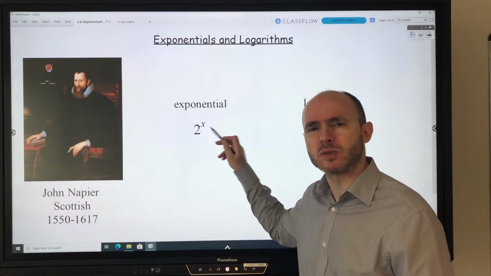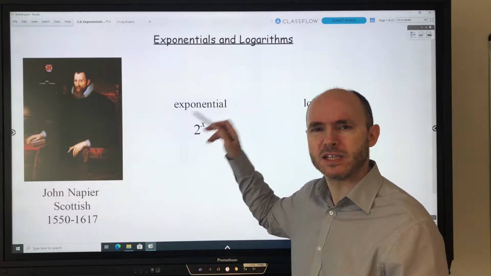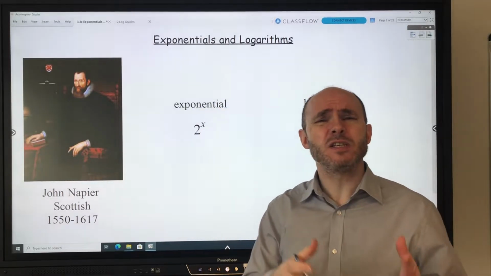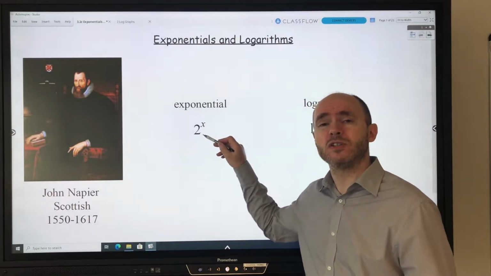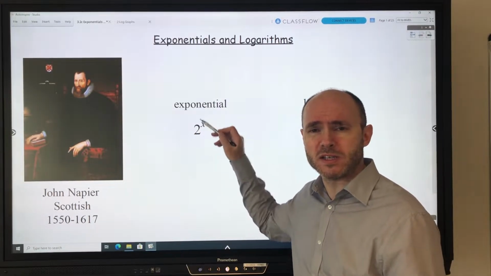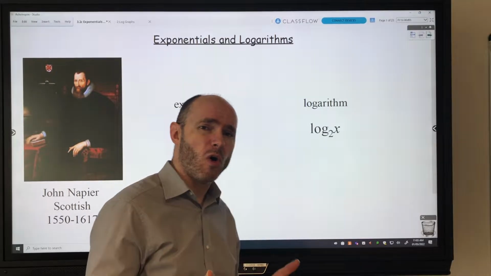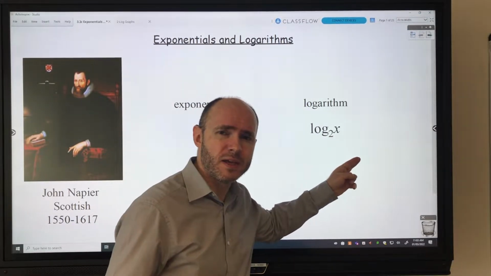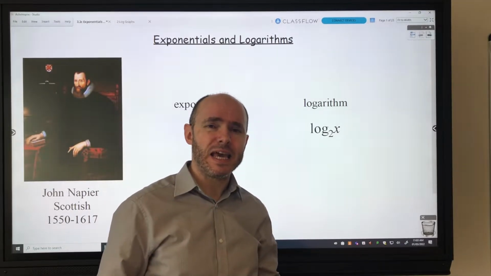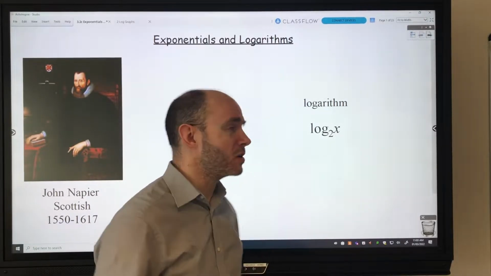This is an exponential expression, e to the power of x, a to the power of x, 2 to the power of x. Anything to the power of x is basically an exponential function, okay? Here we've got 2 to the power of x, and we call that base number 2. The inverse of that expression would be log base 2 of x, okay? So logarithms are actually the inverse of an exponential function.